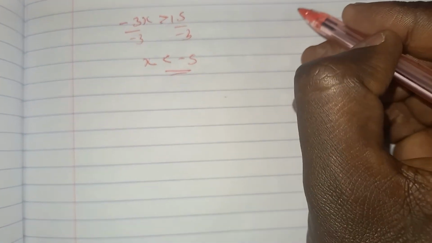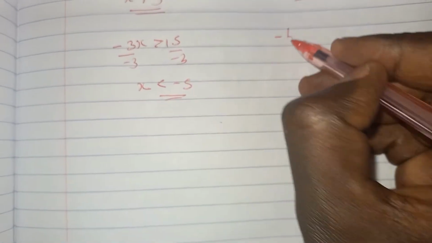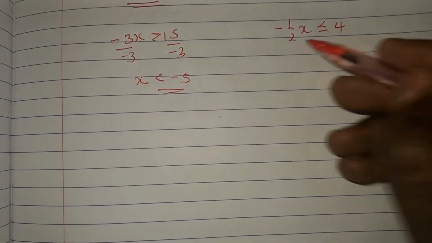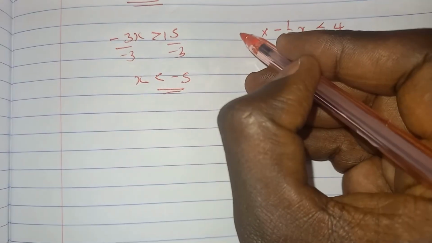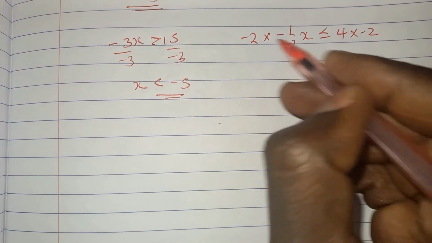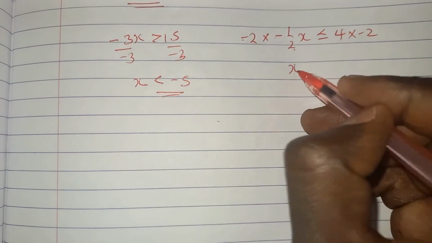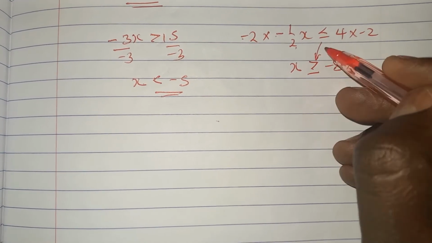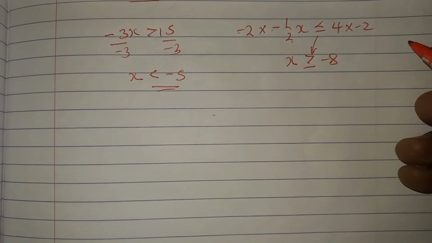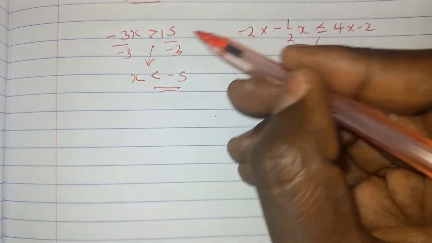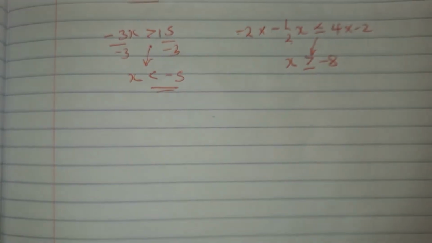The same thing happens if you have a situation like this, minus a half x is less than or equal to 4. Here, for you to get x, you must multiply both sides by minus 2. So when this happens, the 2 and 2 will cancel, the minus and minus will cancel, so that you have x is greater than or equal to minus 8. You can see the direction of the inequality sign is reversing, because you have multiplied by a negative number, just the same way it reversed here, because you divided both sides by a negative number.